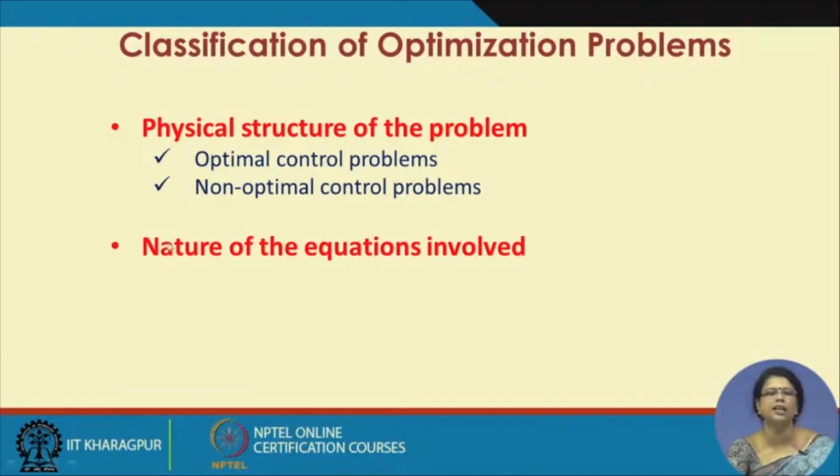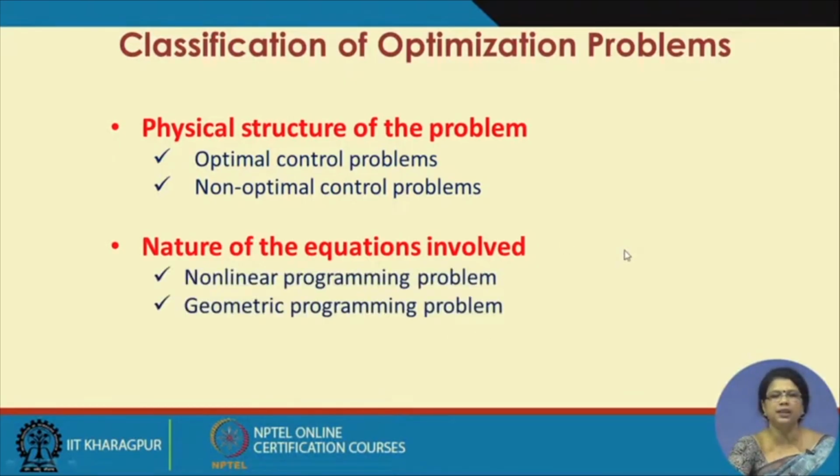How we deal with the optimal control problem, I will show you, but there are certain non-optimal control problems, which are rather straightforward models that we generally deal with. Those are all non-optimal control problems. I will show you few examples on that part.